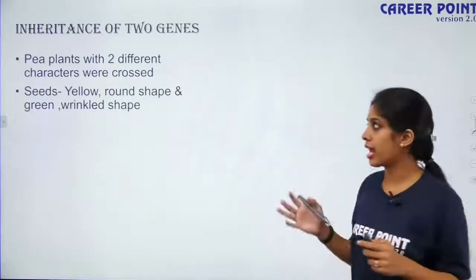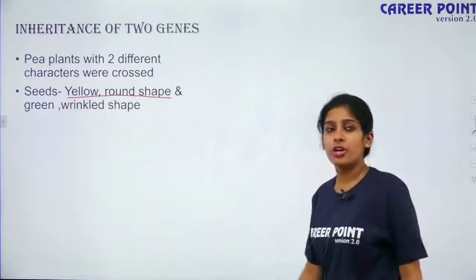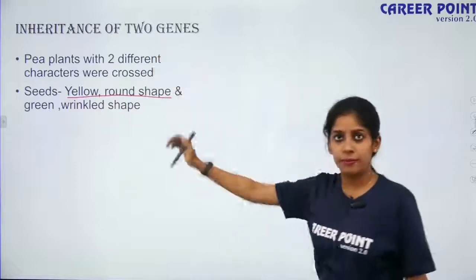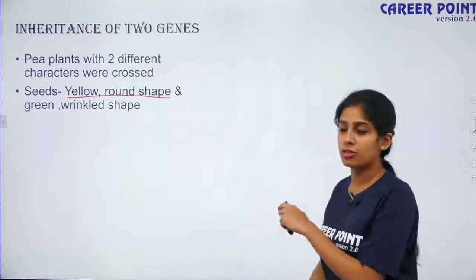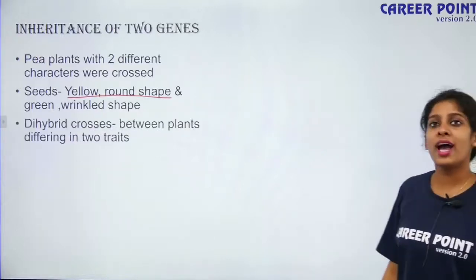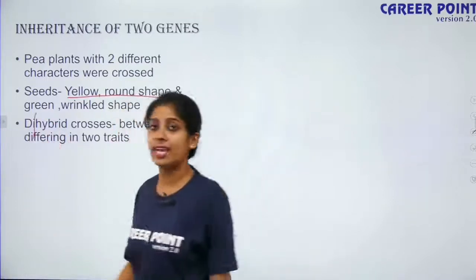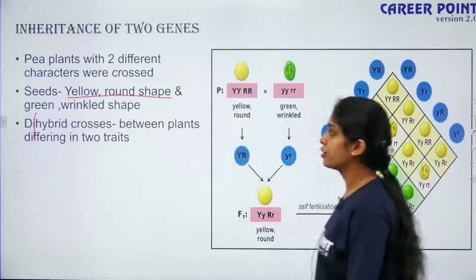So what are the 2 characteristics? So yellow color and round shaped seed. So you're talking about the color and the shape here, okay? So yellow color, round shape versus green color and wrinkled shape. So when you're having 2 characters, you call them dihybrid crosses because di is 2. So they are differing by 2 traits.